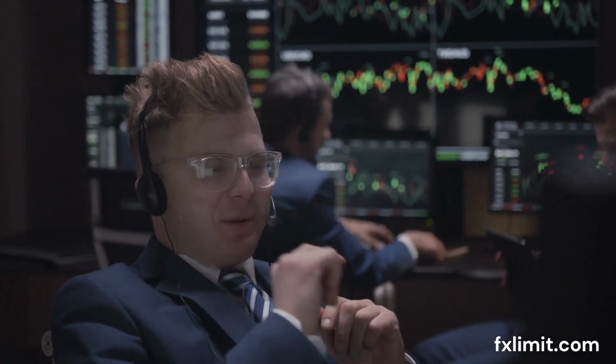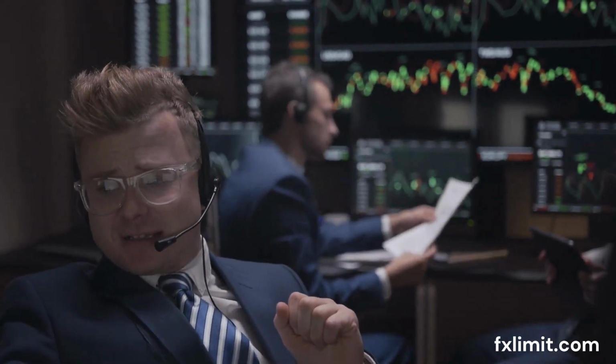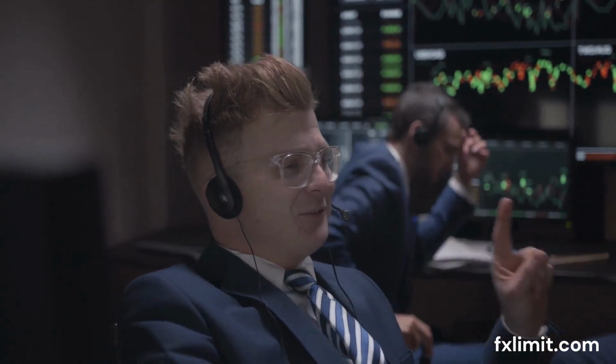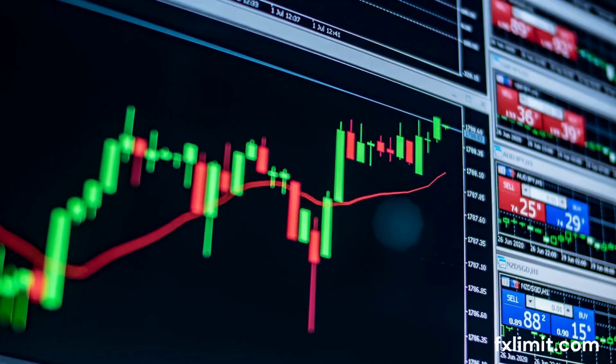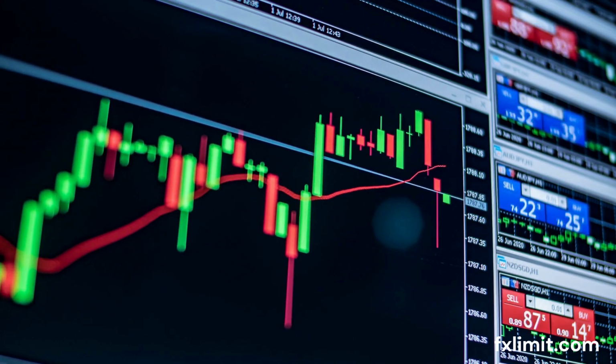But wait, it's not just about crossing lines. We need to consider the MACD histogram too. This is the bar graph that shows the difference between the MACD and signal lines. When the bars move above the zero line, it indicates bullish momentum. When they move below, it signals bearish momentum.